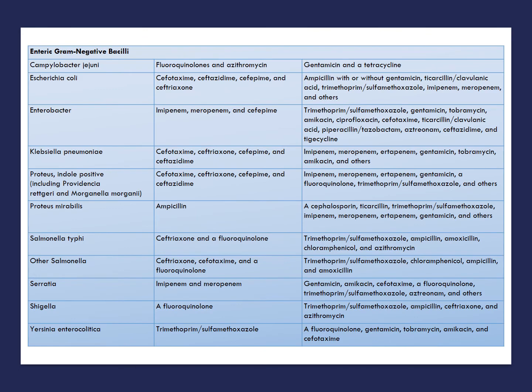This table reveals selection of antibiotic based on enteric gram-negative bacilli. Again, the first column reveals the bug, the second column reveals the first drug of choice, and the third column reveals the alternative drug choices.